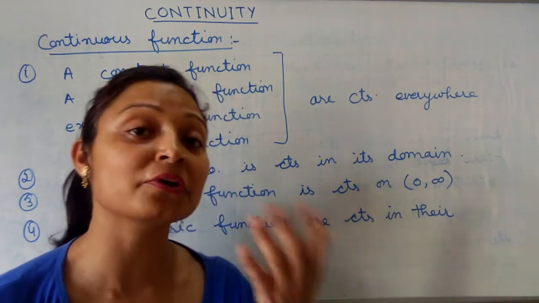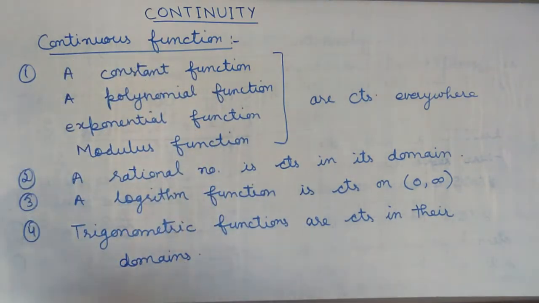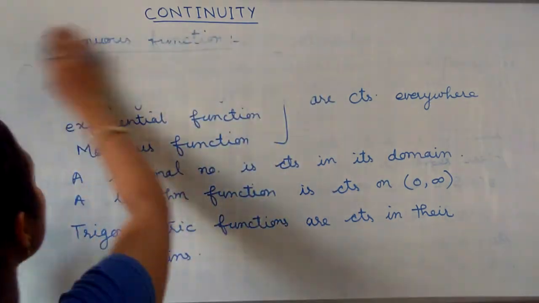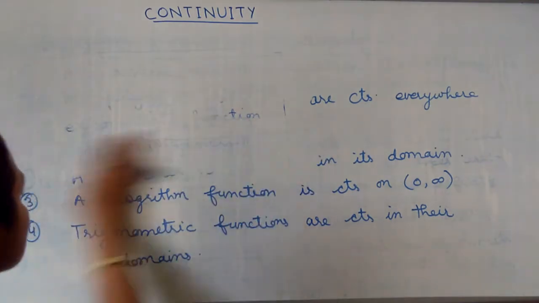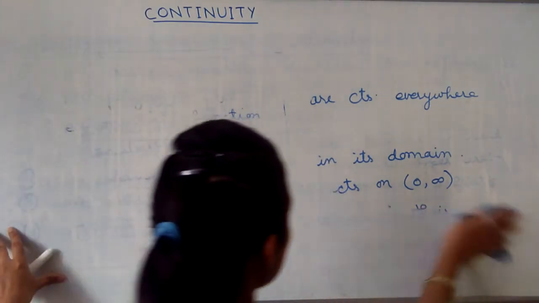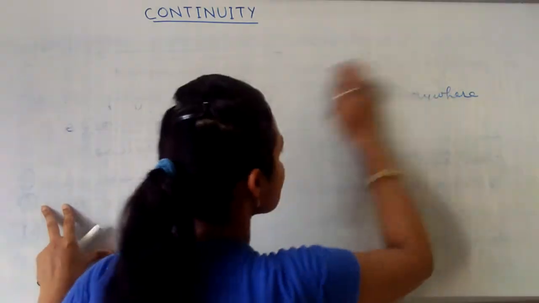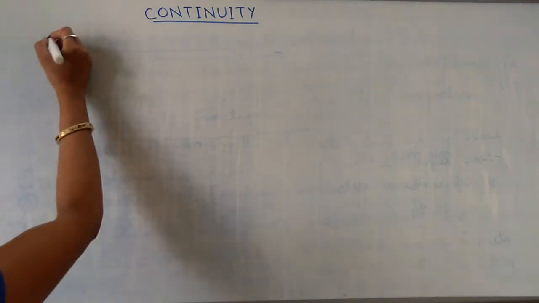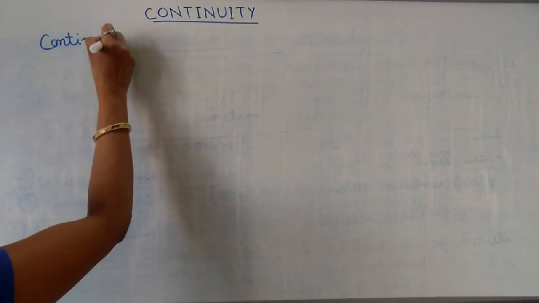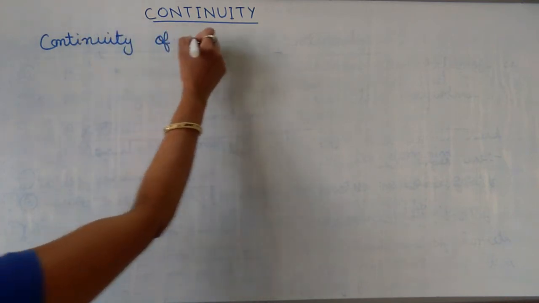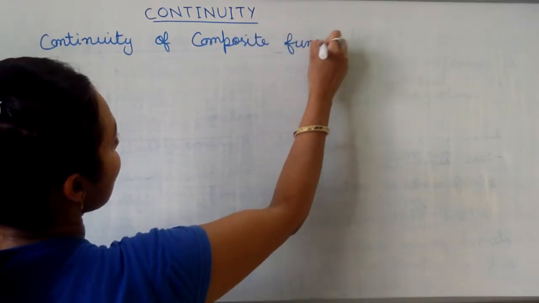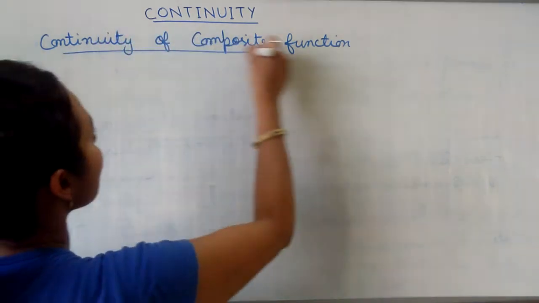So come to the continuity of composite function. This is the last introduction which I have to give you. When can we say that f∘g is continuous? The composite function is the combination of two functions. Okay, so let us write it: continuity of composite function.